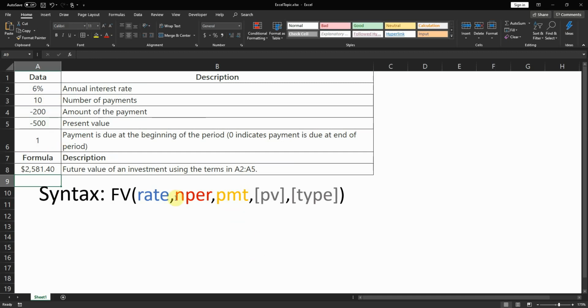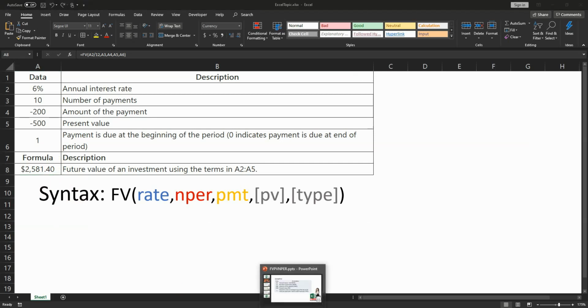Then our future value is $2,581.40. This is the future value of an investment using the terms included in A2 to A5, which means at a 6% interest rate, with 10 periods or 10 months and a monthly payment of $200 from the present value of $500, we will get $2,581.40 at the end of 10 months. All right, so that is future value.